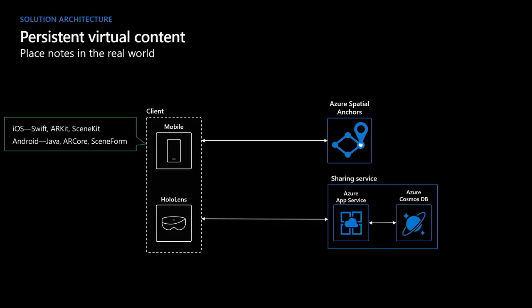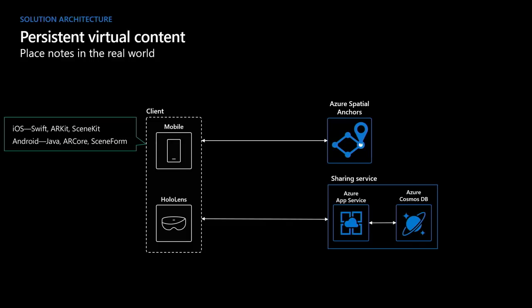Next, we have Azure Spatial Anchors, which is how we're saving anchors and finding them later. And finally, we have what we're calling the sharing service. This isn't actually an Azure service, we're just calling it that. In this case, it's made up of two things. An Azure App Service ASP.NET Web API lets you do post calls, get calls, and Azure Cosmos DB table storage as a database. Together, they help us save information about anchors that we need to save.